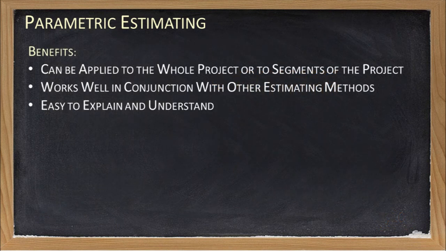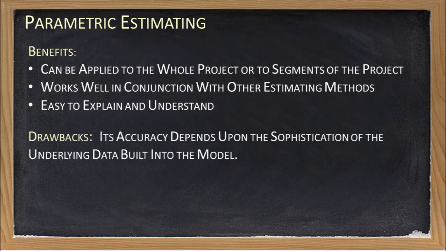Parametric estimating is widely used within project management. It's easy to work with as it can be applied to the whole project or to simply segments of the project. It can be integrated into other estimating methods, and it is easy to explain to the project stakeholders. However, its drawback is that it is only as good as its underlying model. Whatever limitations or inaccuracies exist within the model will be reflected within its estimates.